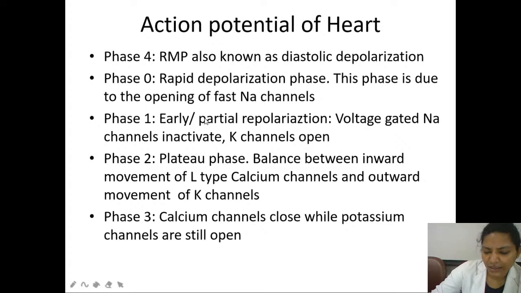Phase 1, early or partial repolarization. This is because the voltage gated sodium channels inactivate and potassium channels open. Phase 2, or the plateau phase, is a balance between the inward movement through L type calcium channels and outward movement through potassium channels. Phase 3, calcium channels close while the potassium channels are still open, and potassium efflux continuously happens through them, right? And this is all followed by phase 4 again.